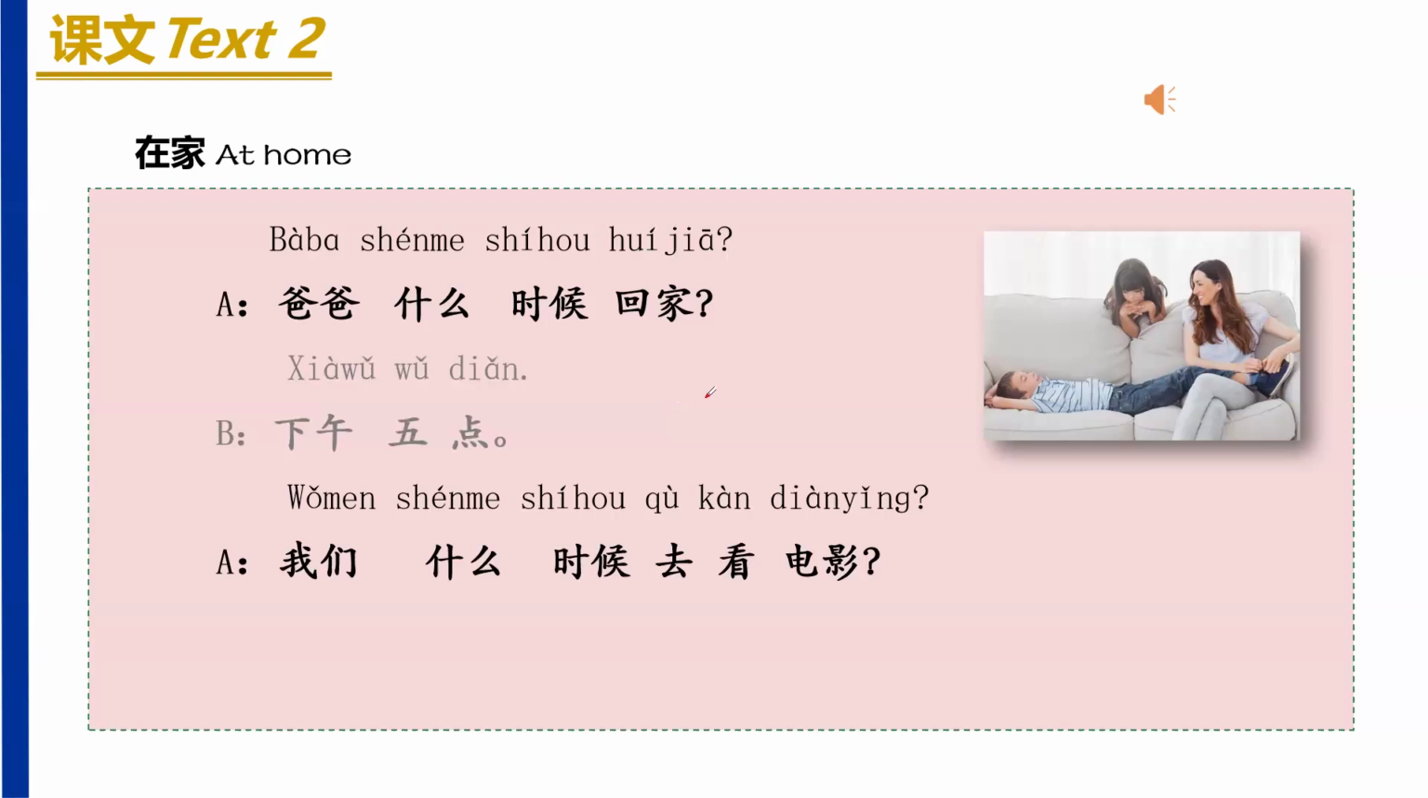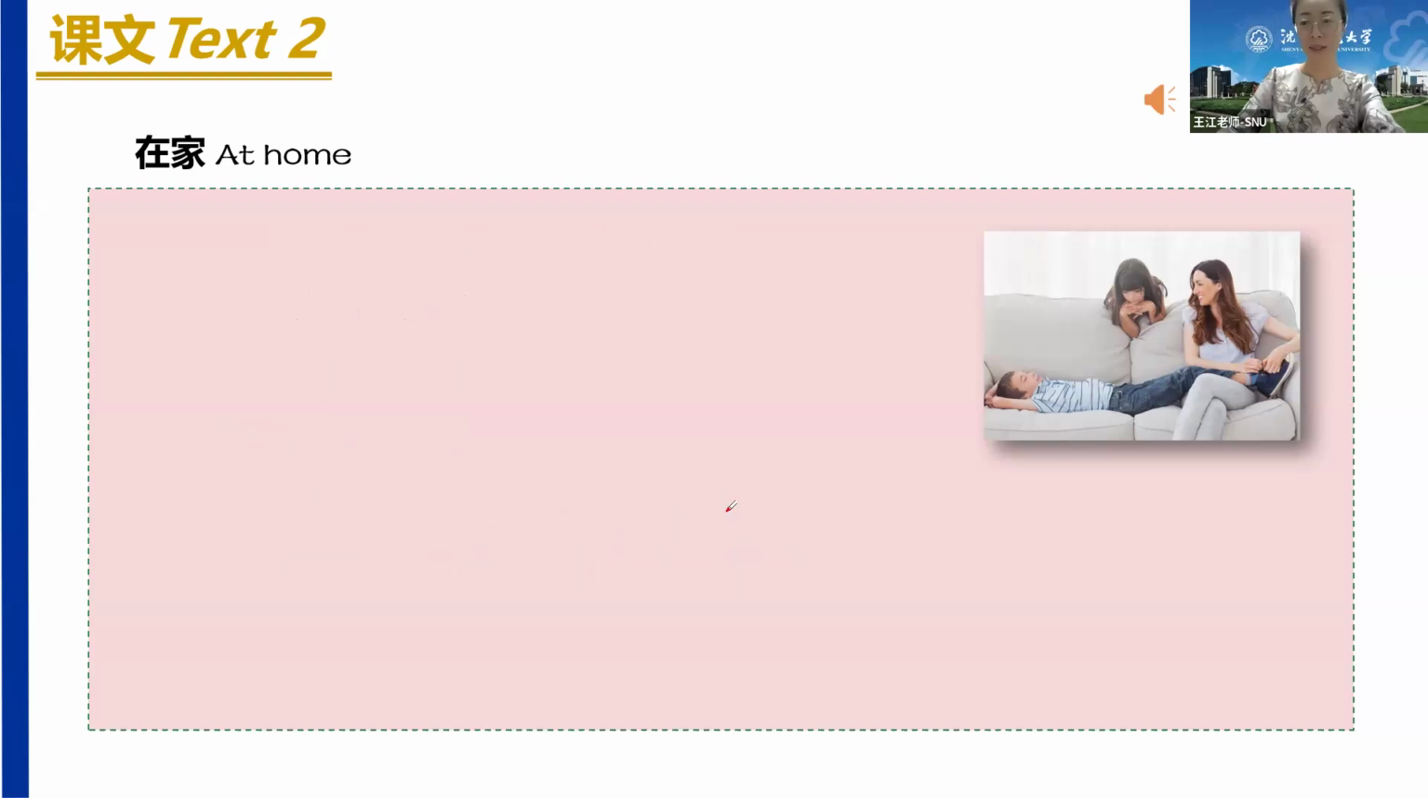6:30。 很好，去看电影。Okay, now this time, Halima, you are A. Savara Javid, you are B. Make the dialogue again.